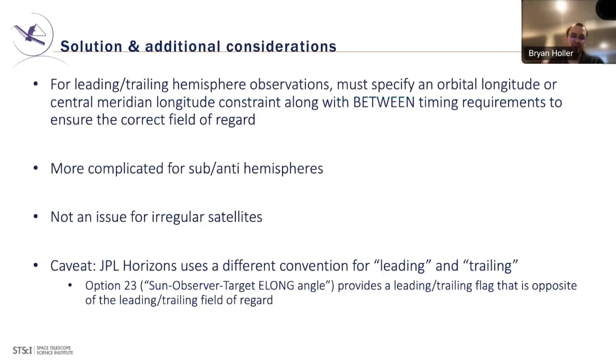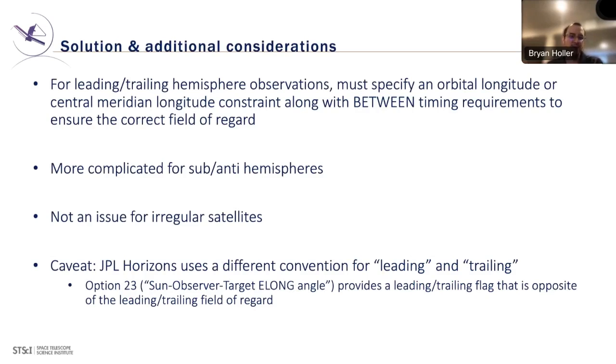To do that, you have to specify both an orbital longitude or central meridian longitude constraint, to make sure that you're getting the hemisphere you want, assuming that's part of your science case. And then you want to specify timing requirements to ensure that you're getting the correct field of regard.